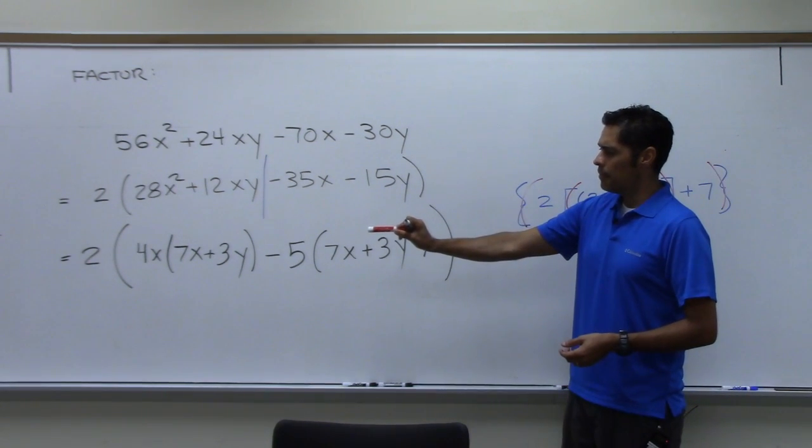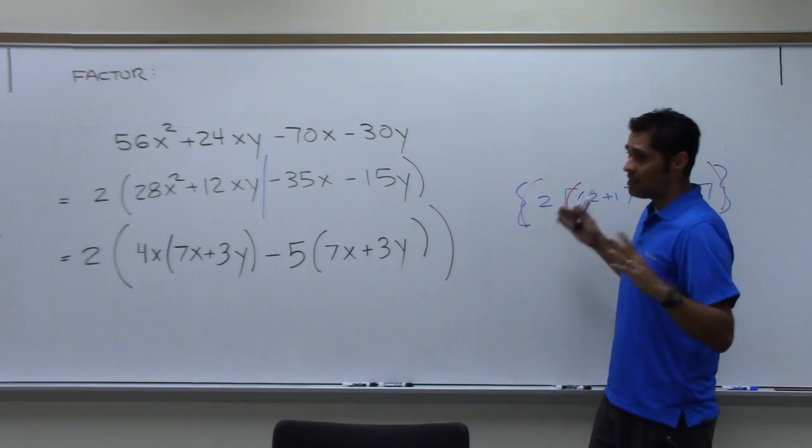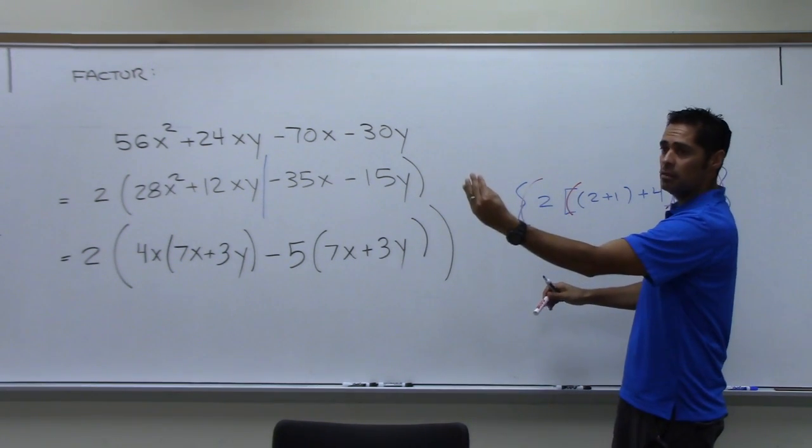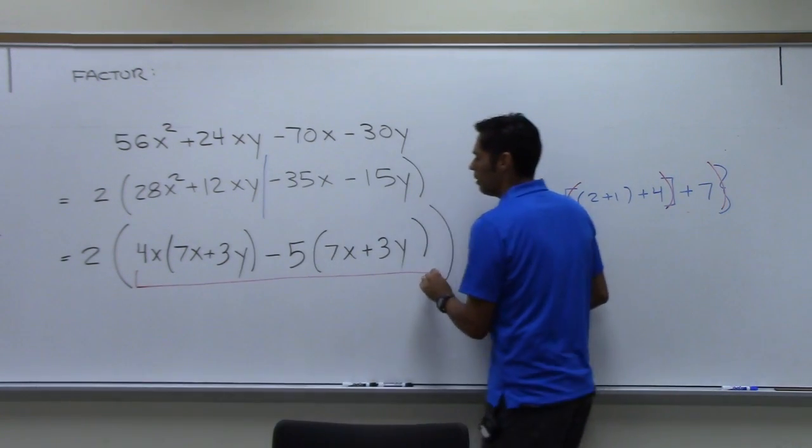Distribute, well, you would leave the 2 out, because that's factored out, right? We want this thing factored. So leave the 2 out there. What does all of this in here turn into?